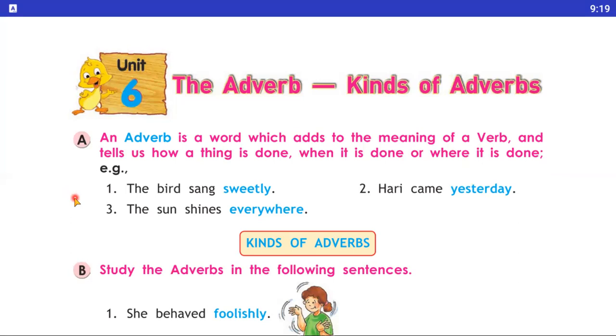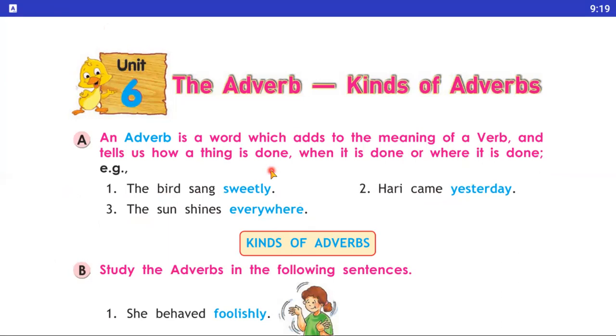First number is here, the bird sang sweetly. Number second is here, Hari came yesterday. And the third number is here, the sun shines everywhere. So students, you notice that the blue words are these adverbs, right?